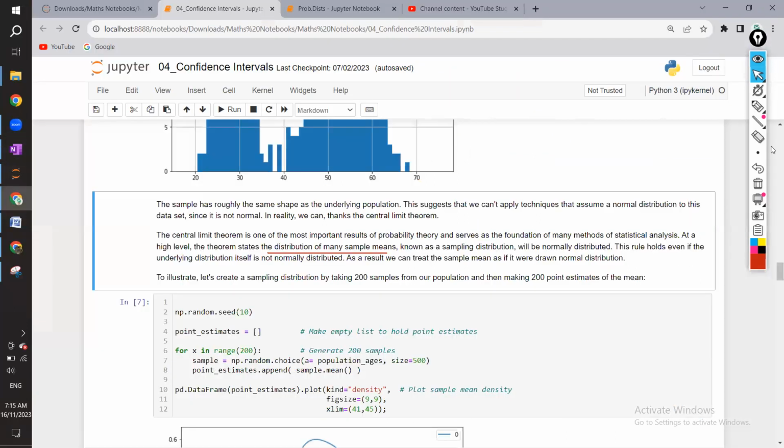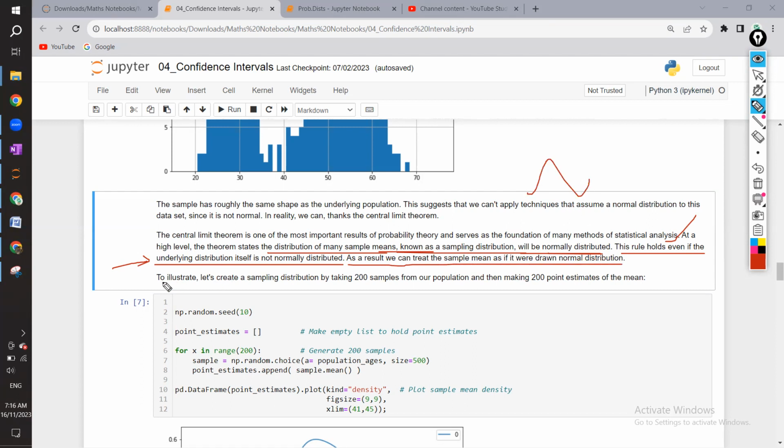The sampling distribution will be normally distributed. This rule holds even if the underlying distribution itself is not a normal distribution. That is important. The distribution of many sample means, known as the sampling distribution, will be normally distributed, even if the underlying distribution is not normally distributed. That is an excellent point. As a result, we can treat the sample mean as if it were drawn from a normal distribution.